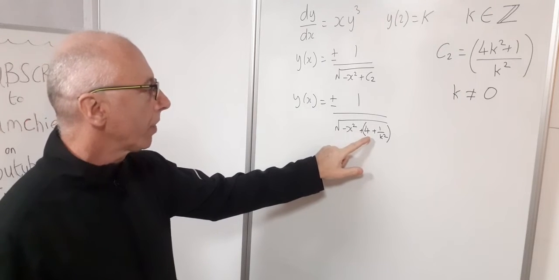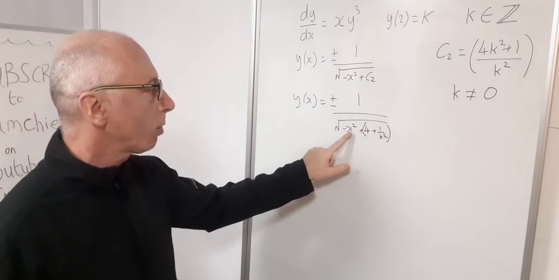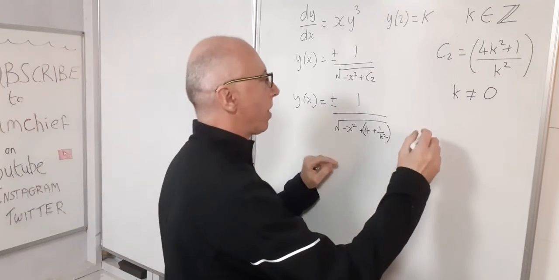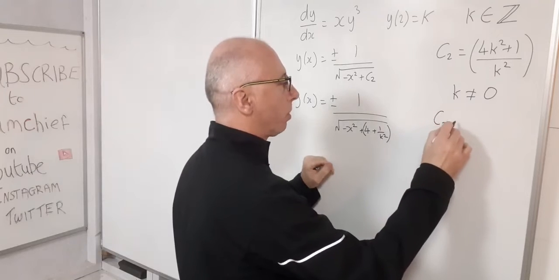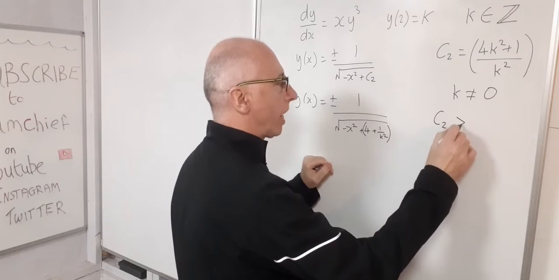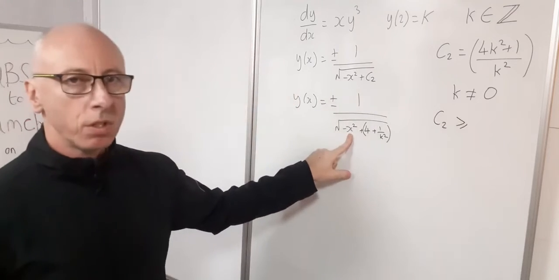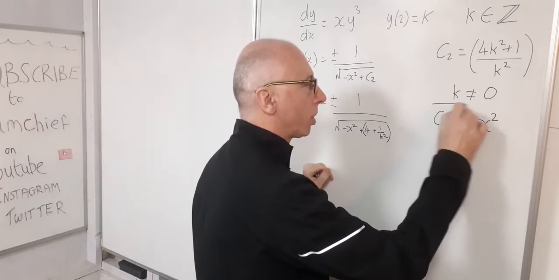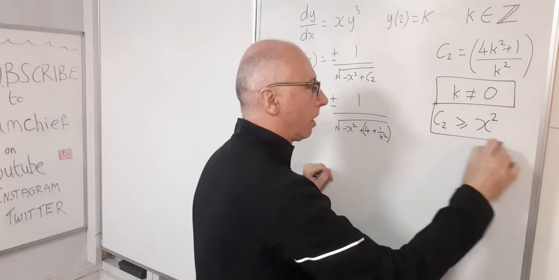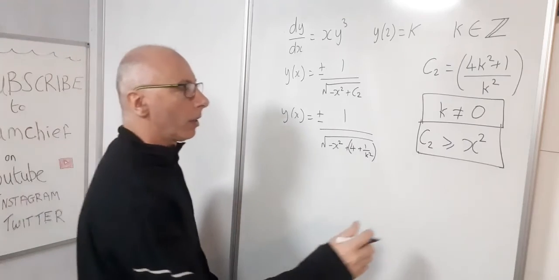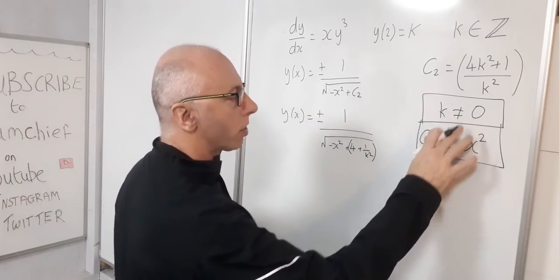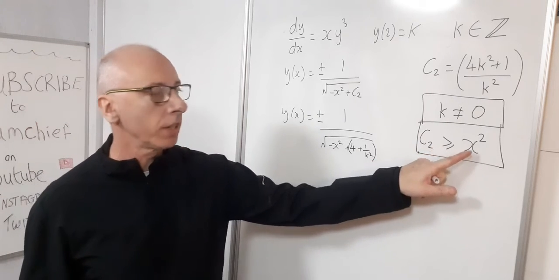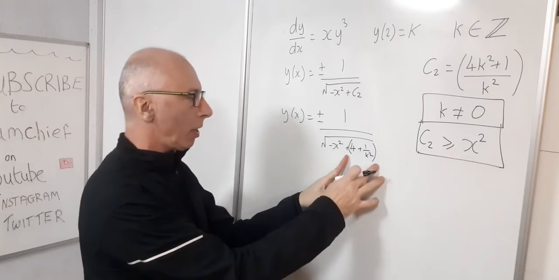So what I need is to have this 4 plus 1 over k squared to be larger than my minus x squared. So let's write that. So basically my c2 must be larger than or equal to my x squared. So that's also a condition that I've got here. And then we've got these conditions here. k does not equal 0 for this condition here, and c2 is greater than x squared. So we want this part to be greater than this part.